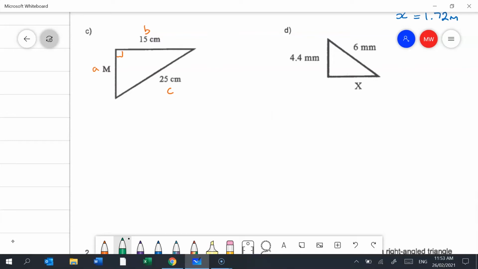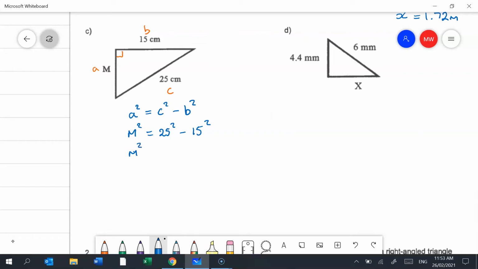And this time we're going to use the rearranged formula. So instead of using c squared equals a squared plus b squared, we're going to use a squared equals c squared minus b squared. So we've used transposition to get a new formula. And now we're subbing in the values that we're looking for. So a becomes an m, and then c becomes 25, b becomes 15, and we start to solve.